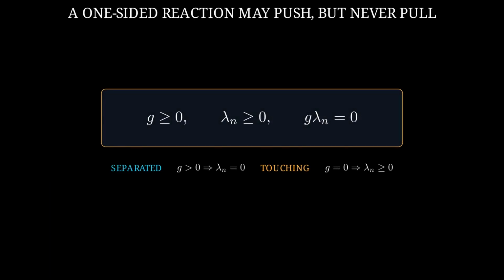The ideal reaction magnitude, called lambda sub n, cannot be negative. The gap cannot be negative either. Their product is zero. These three statements mean that a separated crate has no contact reaction, while a touching crate may receive a compressive reaction. The floor constraint never pulls the crate downward from a distance.